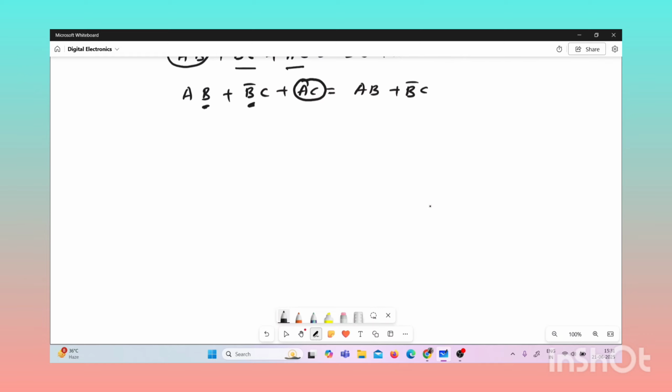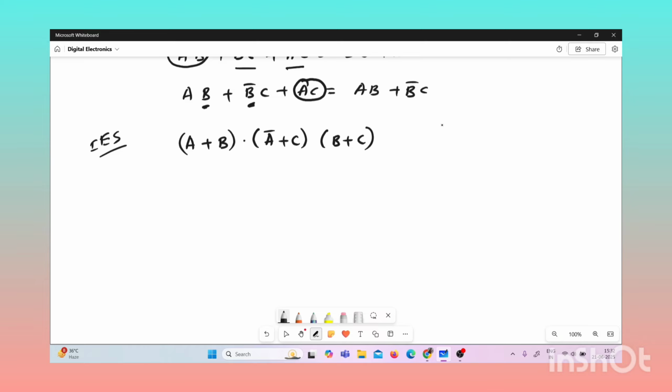So in the above questions, the terms are given as a sum of product terms. But in one of the previous ESE examinations or IES examinations, the question is given like this: A plus B dot A bar plus C dot B plus C.